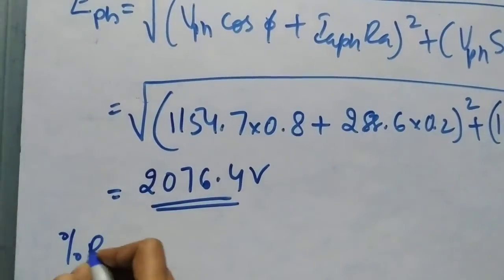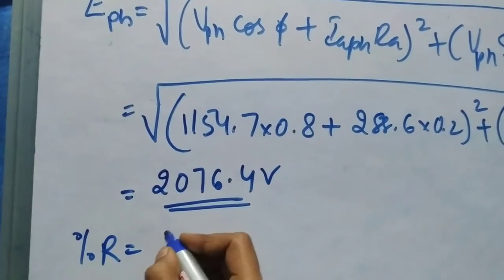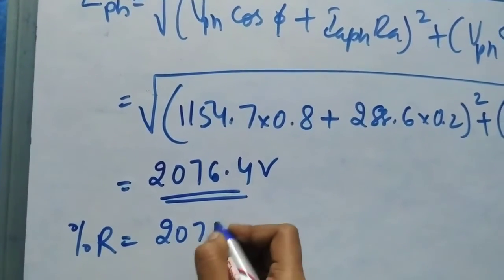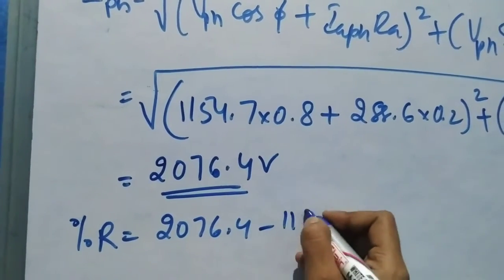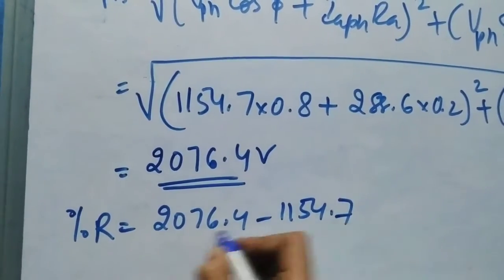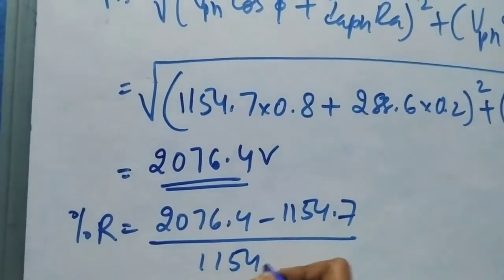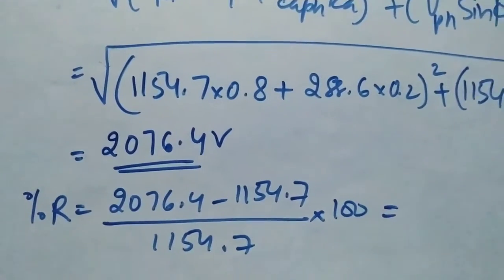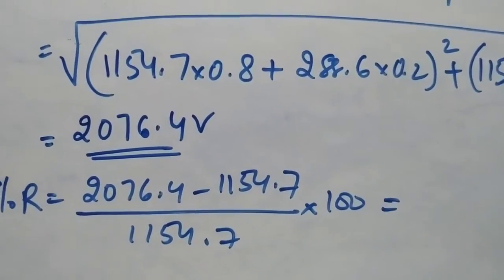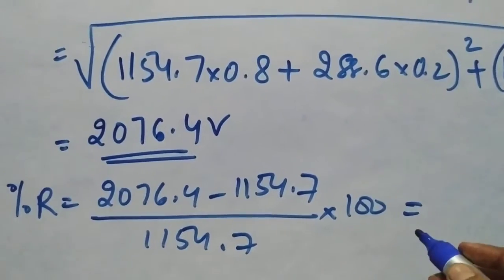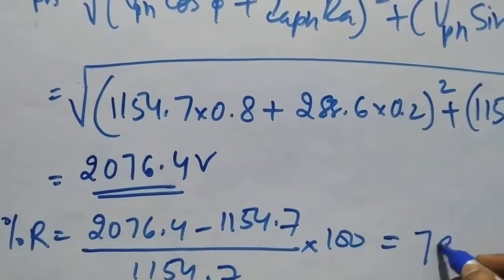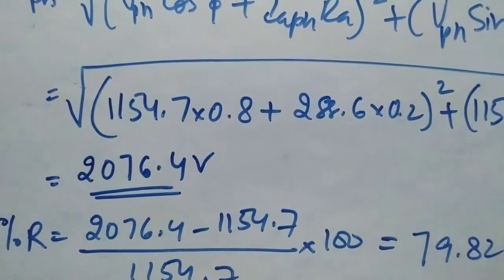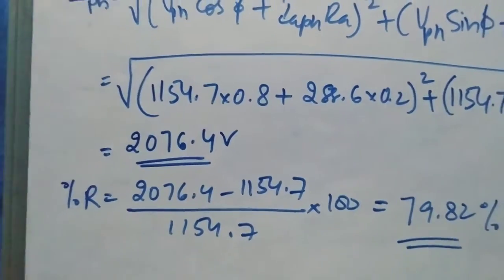Now substitute this value in the percentage regulation. Percentage regulation is equal to E phase minus V phase, that is 2076.4 minus 1154.7, divided by 1154.7, times 100. After solving this we get a regulation of 79.82 percent. This is for the lagging case.